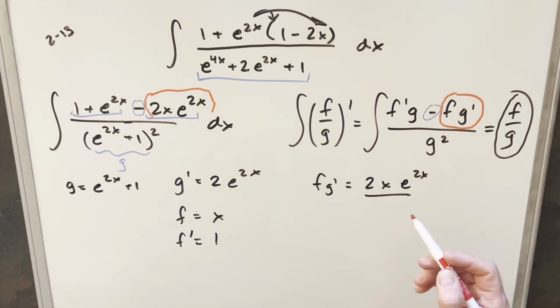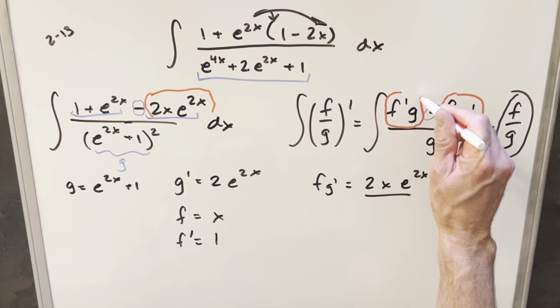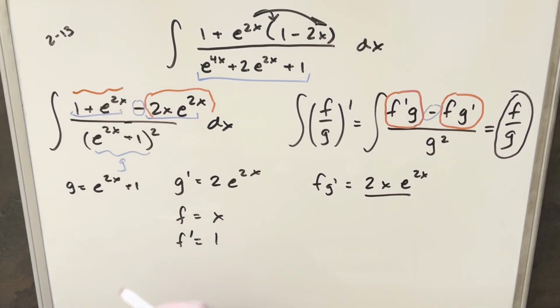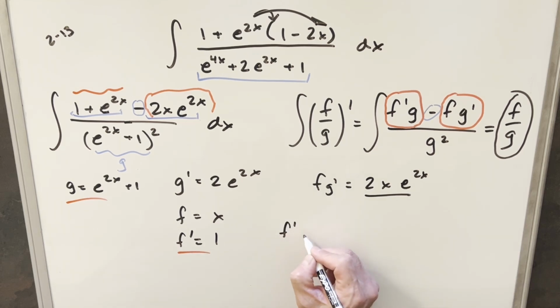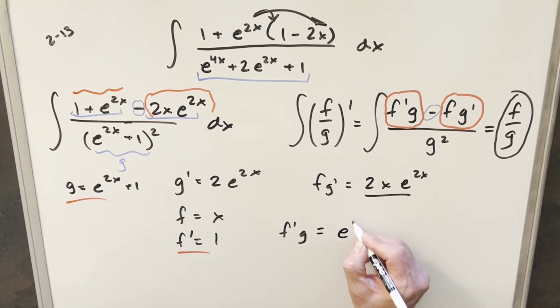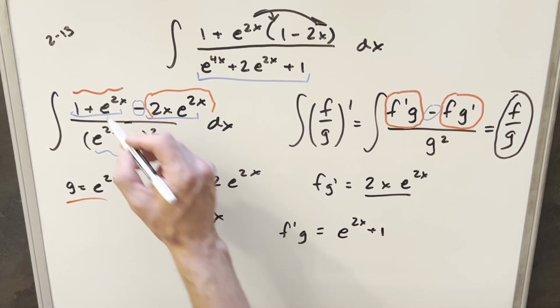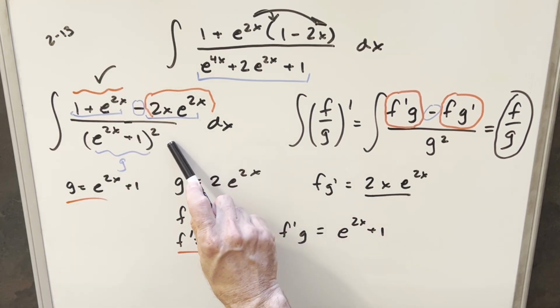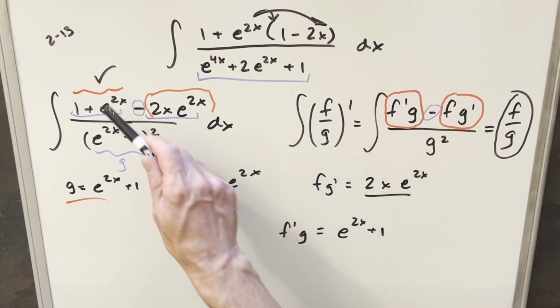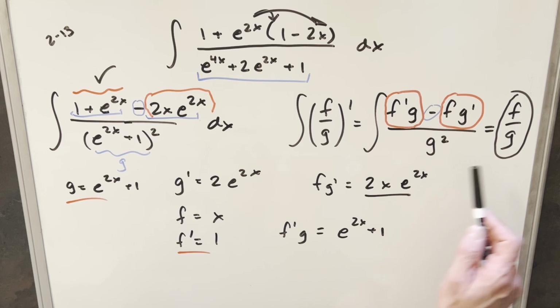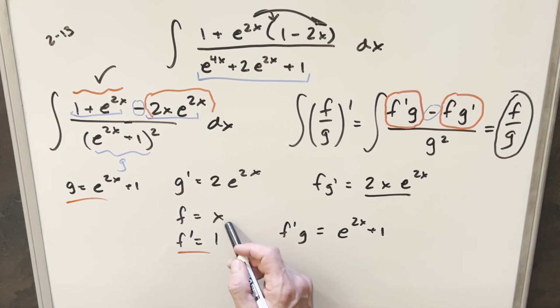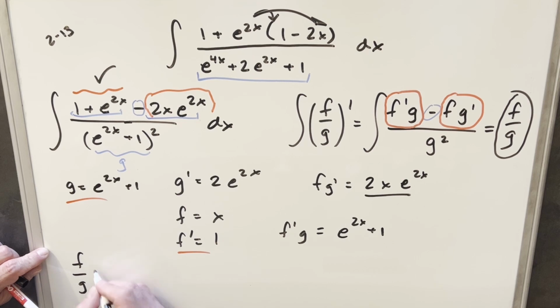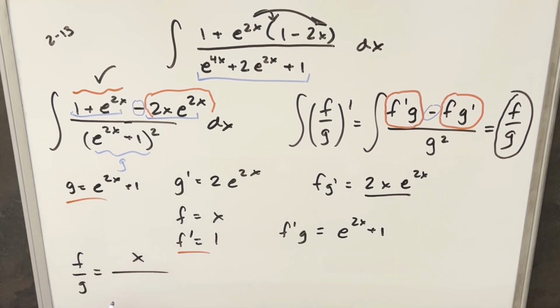So now at this point, the only thing we need in order to make this work is to check our f prime g value, and we want that to be exactly this. So we have our g and f prime right here. F prime is just 1. So f prime g, 1 times this, is going to be just e to the 2x plus 1, but that's exactly that. So it turns out that we have this thing exactly in this form, with our g squared in the denominator, f prime g minus f g prime. So our solution is just going to be f over g. We have both those values, so our f over g is going to be just this x, and then our g value in the denominator is going to be e to the 2x plus 1. Just going to add a plus c on there, and that's it.